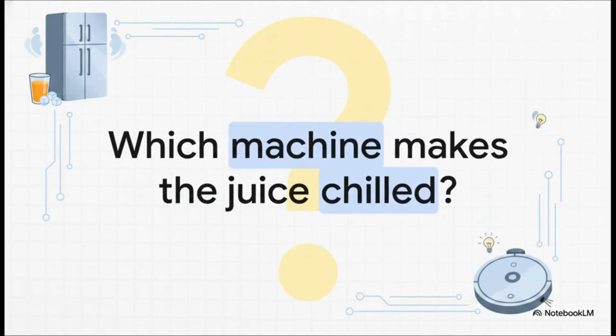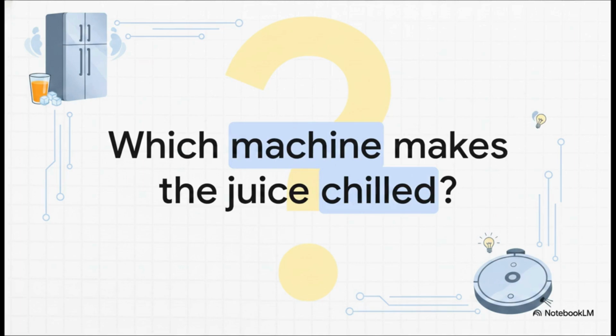And now for our final application question, to test everything we've learned today. Suppose your father wants to drink a glass of chilled juice. Which machine is used to make the juice chilled? Think about your kitchen for a second. What large, man-made machine running on electricity keeps food and drinks cold? It's the refrigerator.